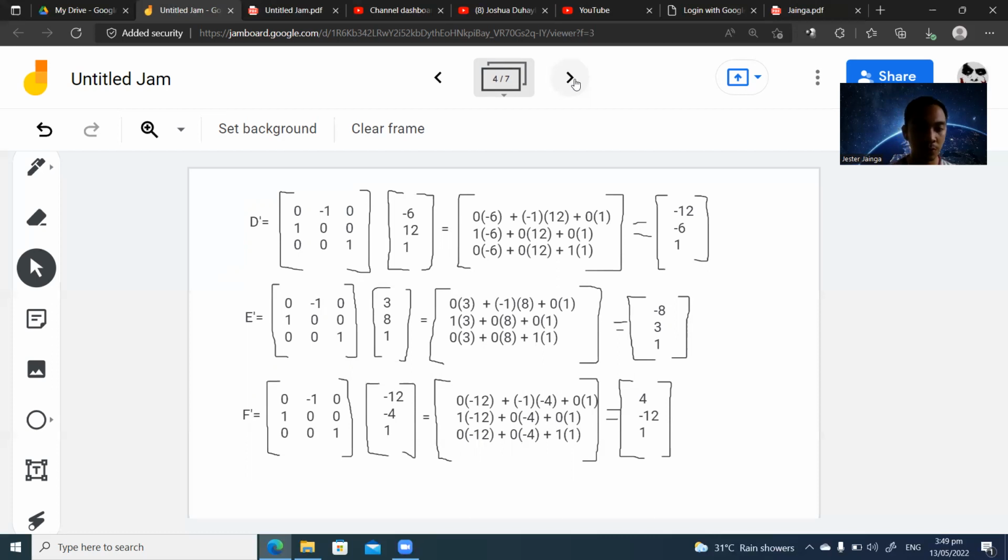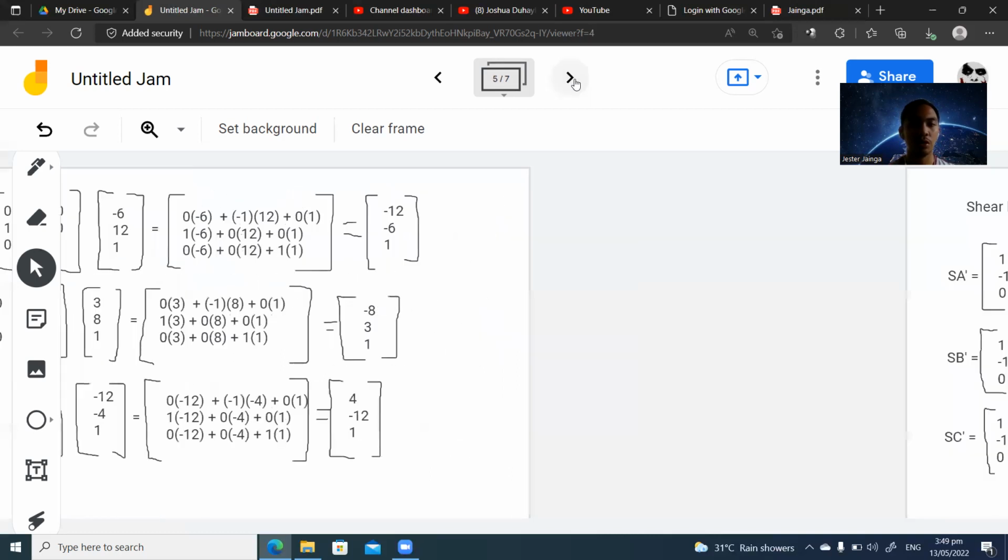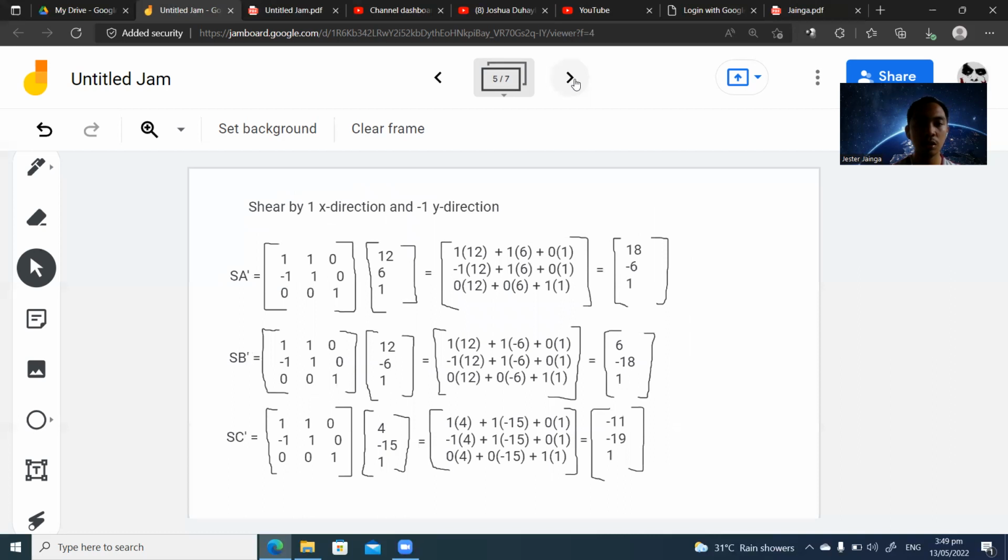And the last point, F, the value is 12 and -4. So we multiply 0 times 12 plus -1 times -4 plus 0 times 1, and 1 times 12 plus 0 times -4 plus 0 times 1, and last 0 times 12 plus 0 times -4 plus 1 times 1. So the new value is 4 and then 12. So after rotating 90 degrees, we shear the new values.